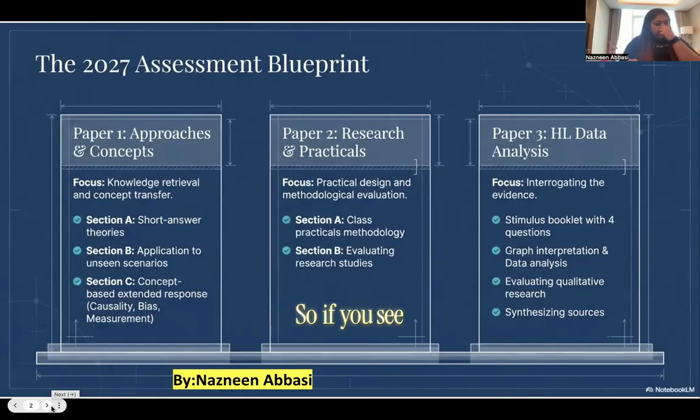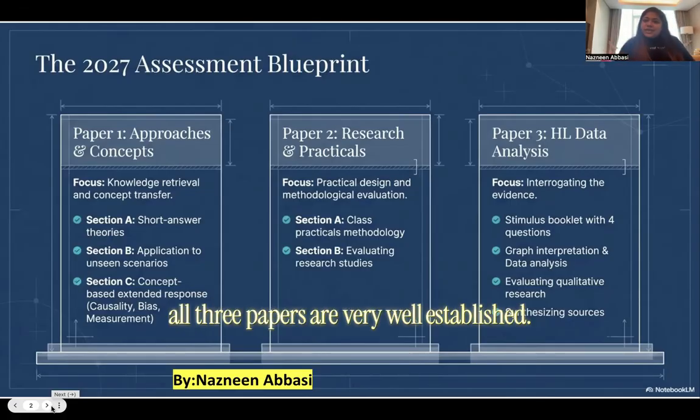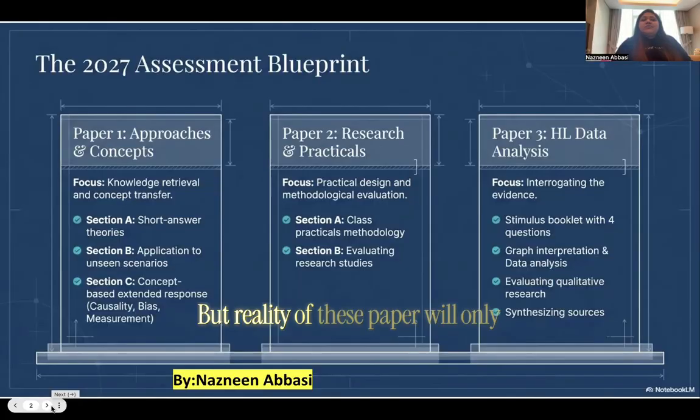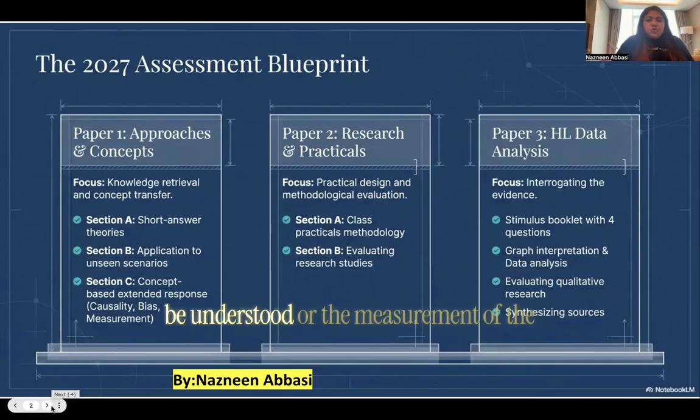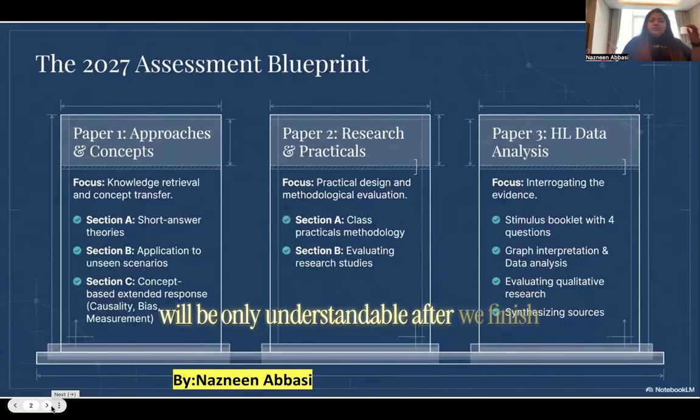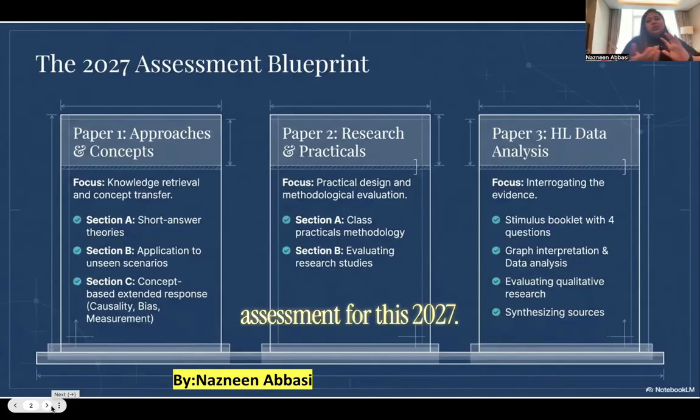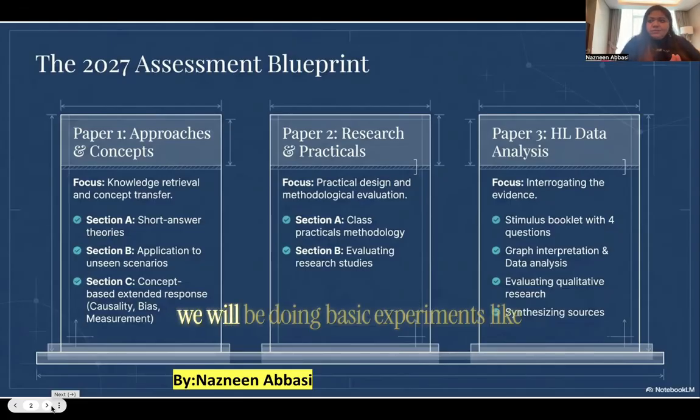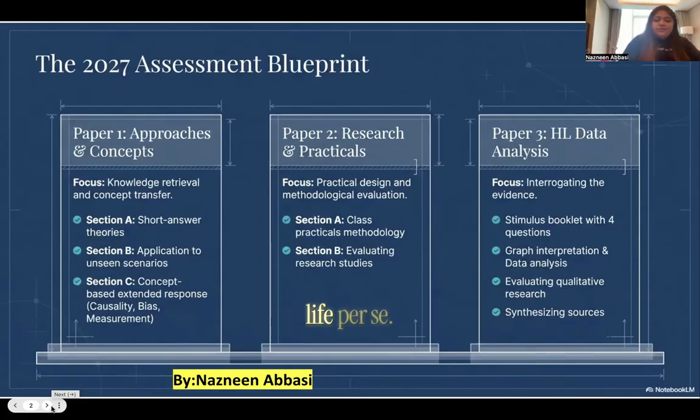So if you see, all three papers are very well established, but the reality of these papers, or the measurement of their difficulty, will only be understandable after we finish the assessment for 2027. And for class practicals, we will be doing basic experiments like the Stroop effect, or either Glanzer and Cunitz, or something real life per se.